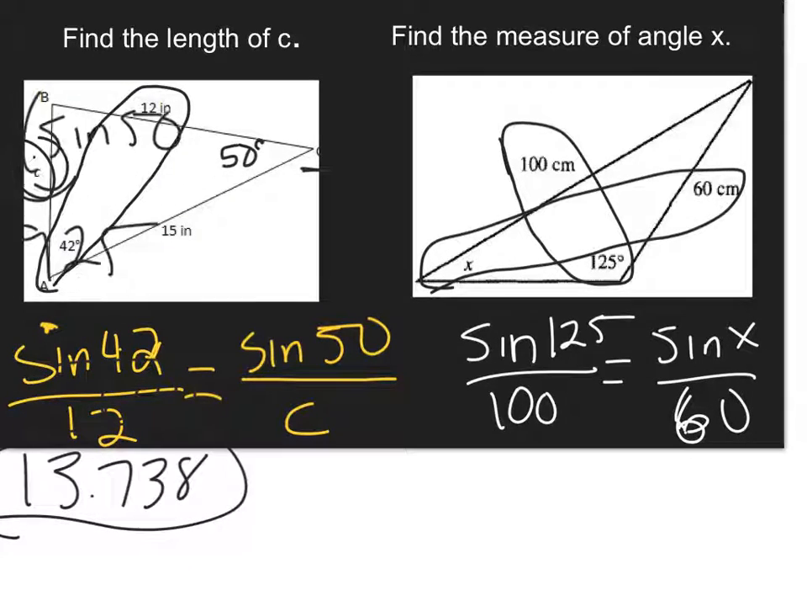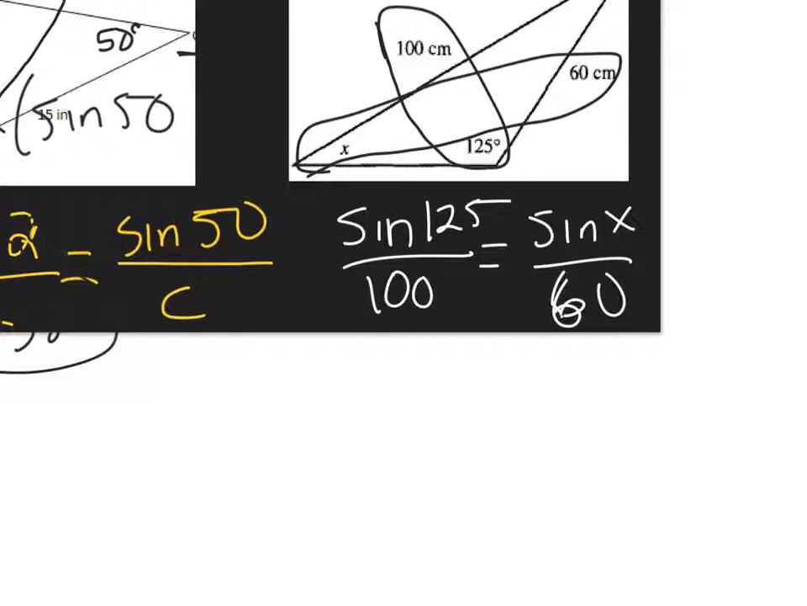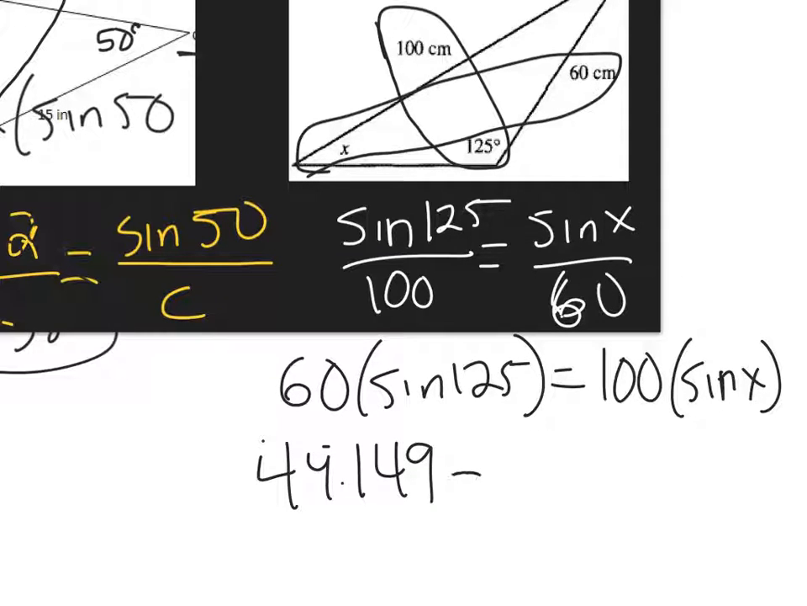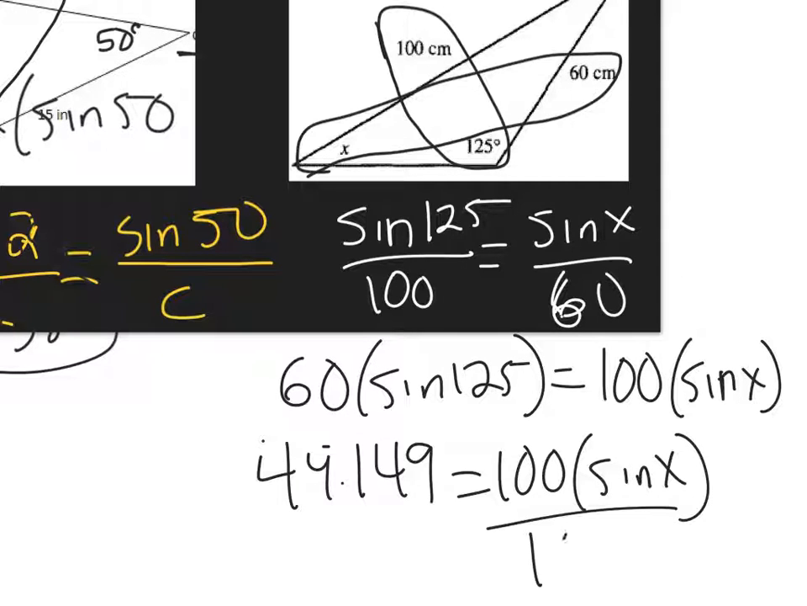What's going to happen here is this: 60 times sine of 125 equals 100 times the sine of X. So 60 times the sine of 125 is going to be 49.149. So what I'm going to do then is divide by 100.